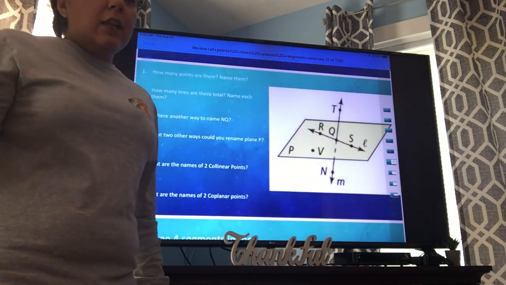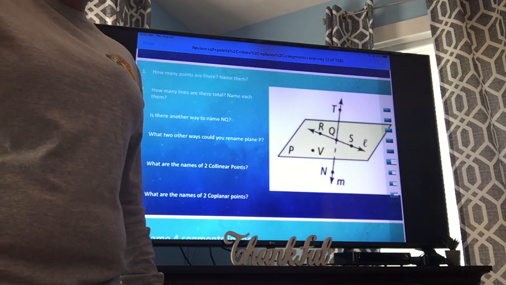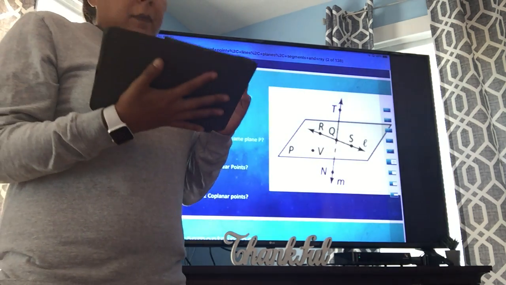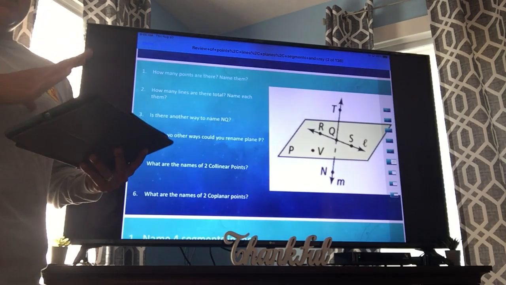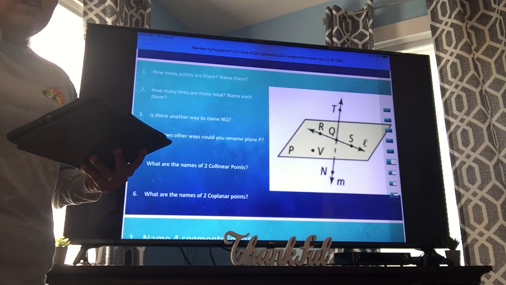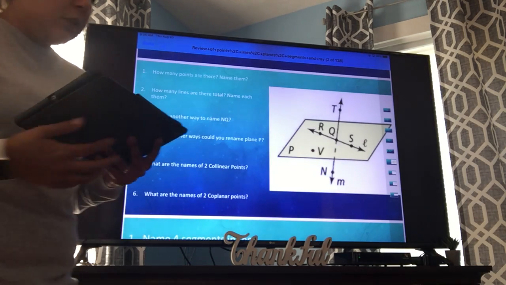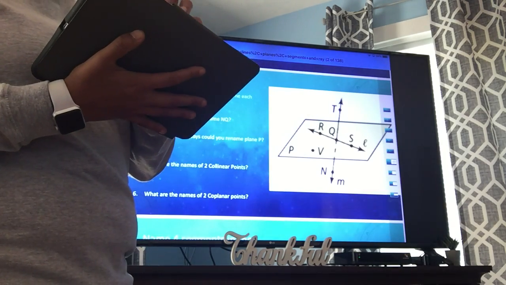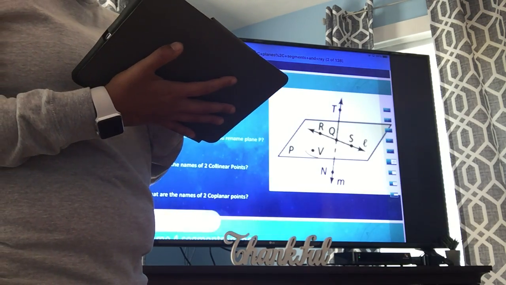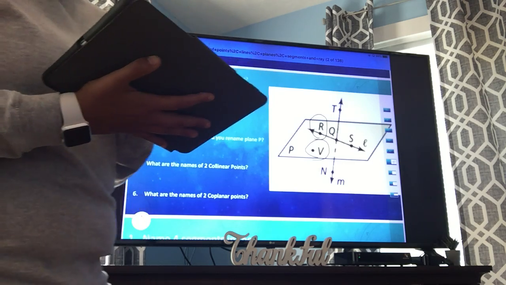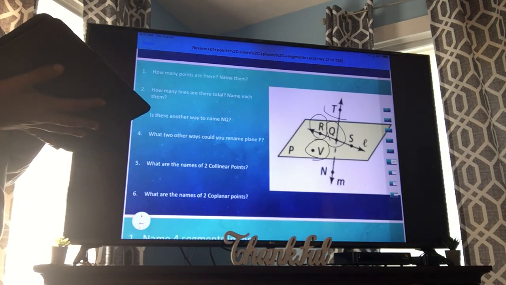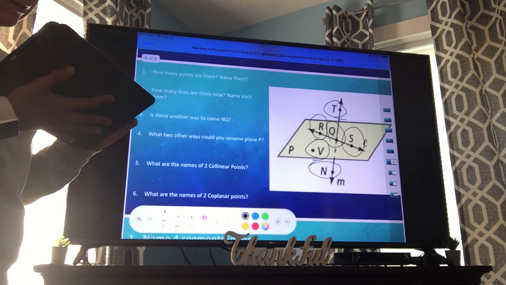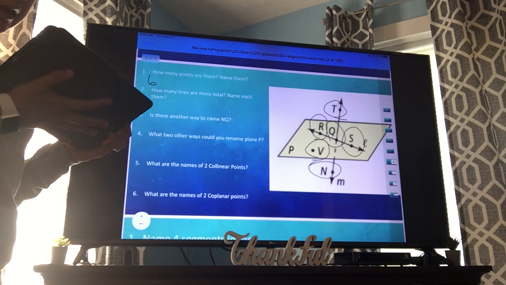Okay, I'm going to do the next two slides with you guys, and then you will have two slides to do on your own. So this one is a picture of a plane with some lines, and it says how many points are there? If we're looking at it, we got 1, 2, 3, 4, 5, and 6. So we have 6 points. And it says to name them.